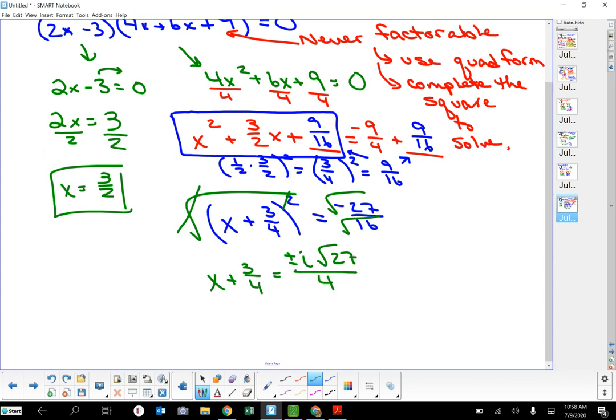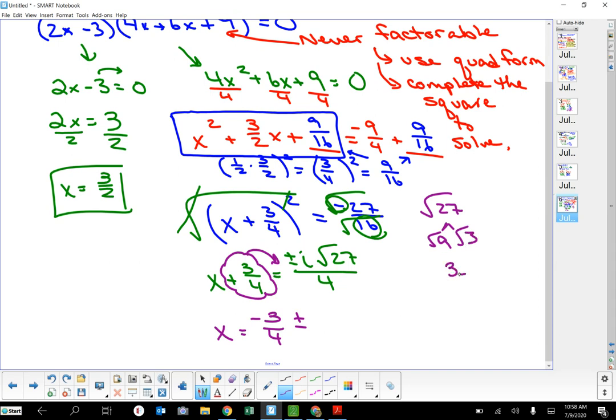See what I did there? The negative becomes the i. The root of 16 is 4. I haven't reduced that root of 27 yet, but I'm going to need to do that. And then remember that the constant over here is going to move over and get put in that place. So x equals negative 3/4 plus or minus, let's reduce the root of 27. So this is 3 radical 3. So I have 3i radical 3 over 4.